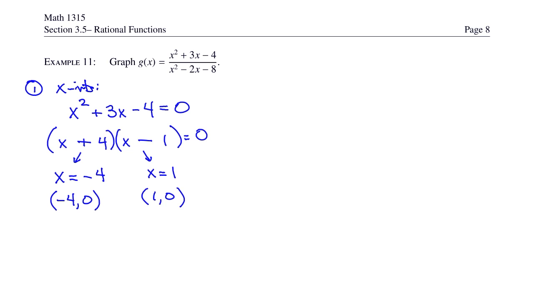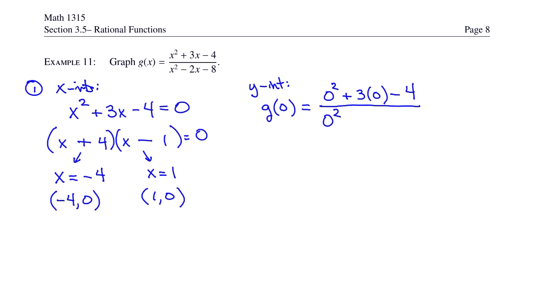We also need to find the y-intercept. And so that's going to be g of 0. Remember, to find the y-intercept, you evaluate the function at 0. So it would be 0 squared plus 3 times 0 minus 4 over 0 squared minus 2 times 0 minus 8. If you add all that up and divide, you get 1/2. And that gives me the point 0, 1/2.